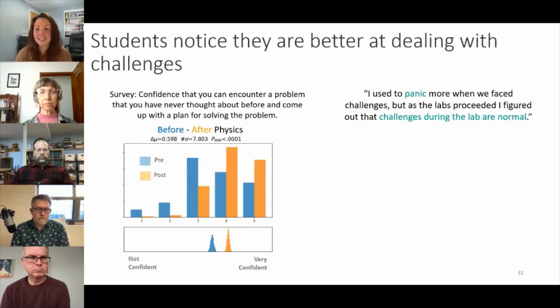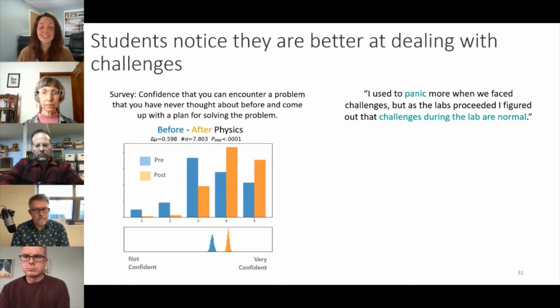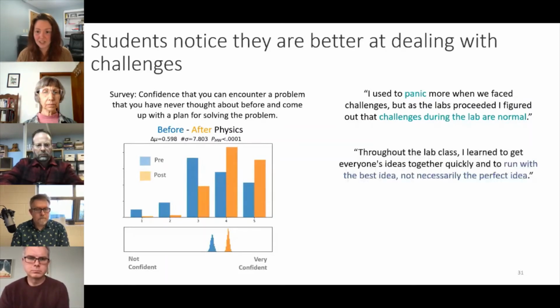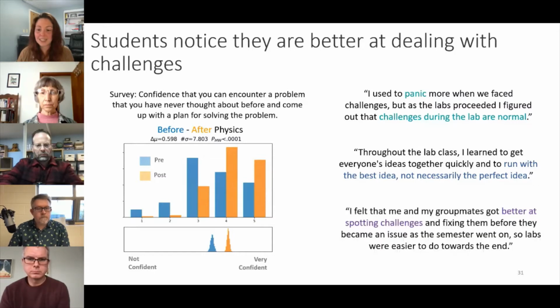And this is reflected in their conversation, in their feedback, their written feedback as well, with statements like, I used to panic when I faced challenges, but then I learned that challenges are normal. And learning to run with the best idea, but not the perfect idea, or really getting this idea of getting better at noticing challenges as they come up and fixing them. So there really is this sort of increase in confidence and increase in the ability to get stuff done.